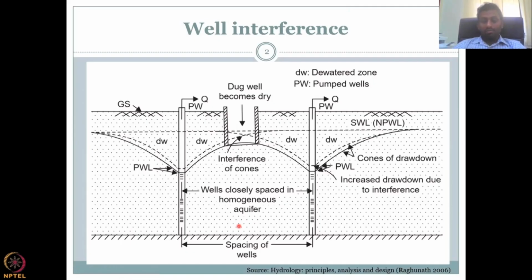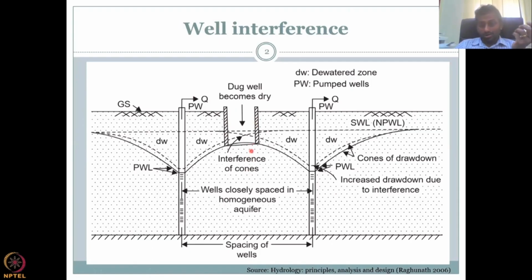What you see in this figure is a dug well and a bore well separately spaced, not as a dug cum bore, but they are nearby. The ground surface is GS, the pumping wells are PW, and this well has become dry, that is why people would go to the bore well. This is a classic scenario in India where you have a dug well which is being used prolongedly and maybe unsustainably, and so the water level fell down.